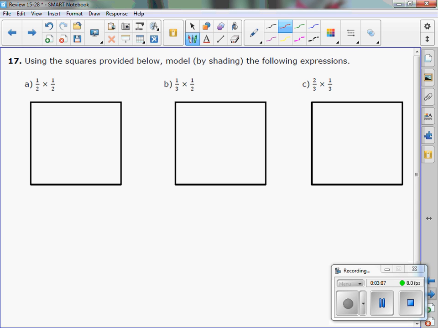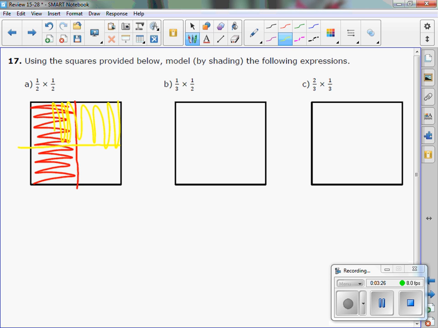Number 17, modeling multiplying fractions. So the first fraction you're going to model, 1/2. So divide your square in half, shade one of the halves. The second part, shade the second fraction. My second fraction is 1/2, so shade 1/2 as well. You could shade the top or the bottom, it doesn't matter. And that's all that you have to do for these problems is just model it.